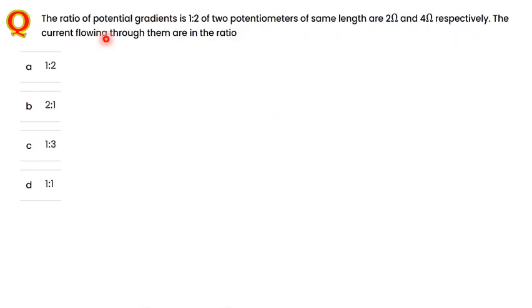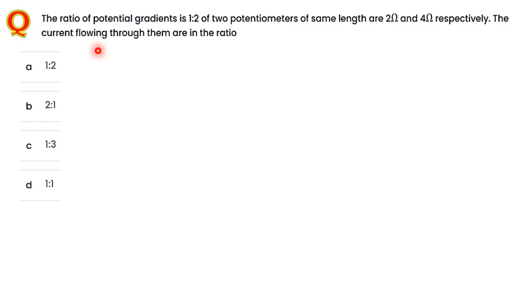Next question. It appears a little complicated, but it's very simple. Direct questions only. See here, the ratio of the potential gradient, they have given as 1:2, of the potentiometer wires of the same length. The length has been the same, no changes in the length, so you don't consider the length. The two potentiometer wires are of the same length but have different resistance, 2 ohm and 4 ohm respectively.